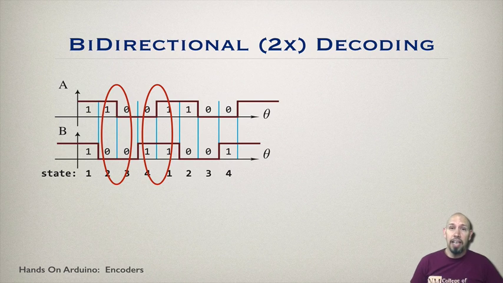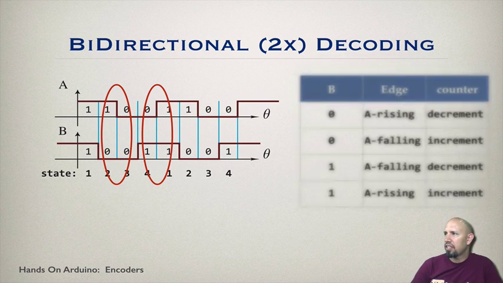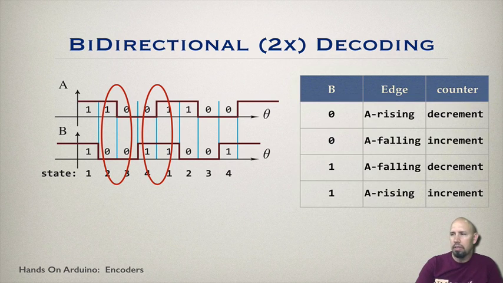Now for 2x decoding, we're going to be looking at whenever A transitions, and whenever A transitions, B is constant during that transition. So here it's constant, here it's constant, and so we would basically have this as our transition map. When B is 0, if A is rising, we're going in that direction, so we decrement the counter.